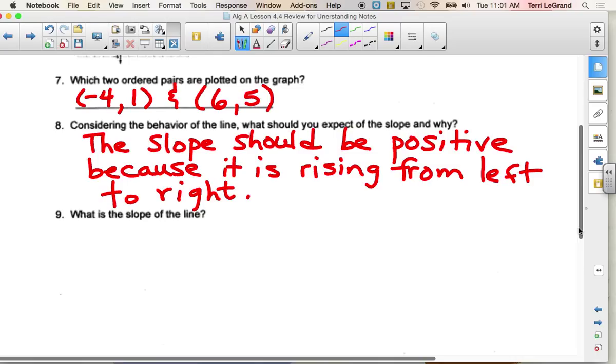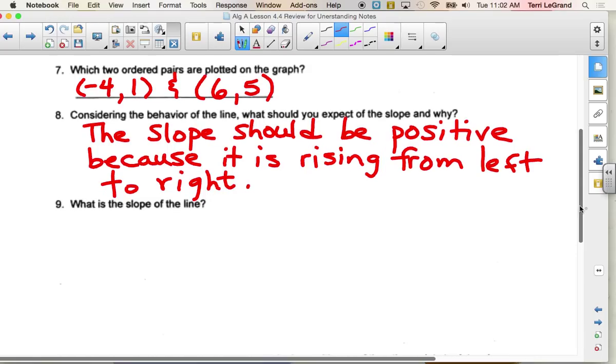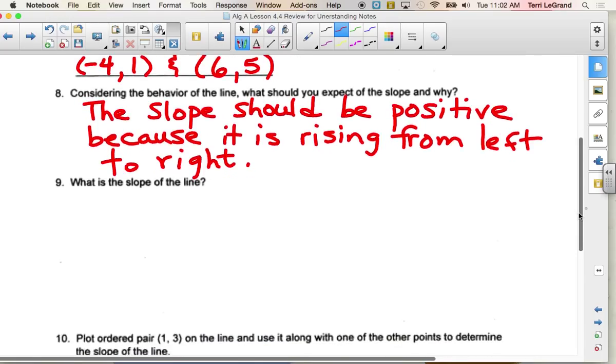It looks safer for right now because I haven't really done a whole lot of this. So we can talk about slope, its behavior, what's going on with it. So now we're going to find the slope of the line. Okay? So let's do this together because I want to make sure that everyone is really doing it correctly.